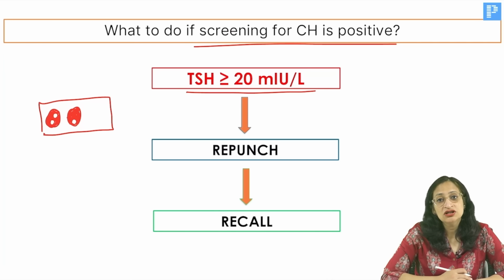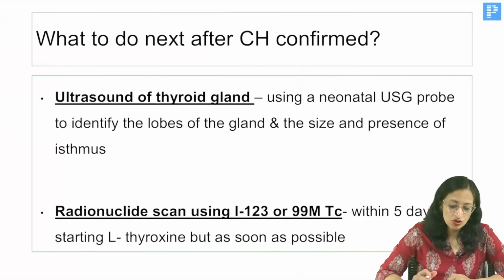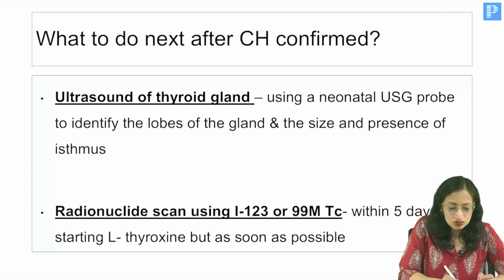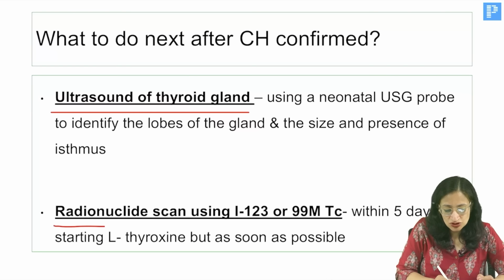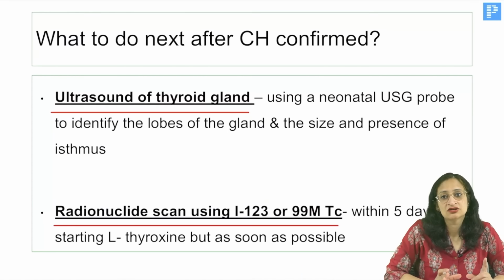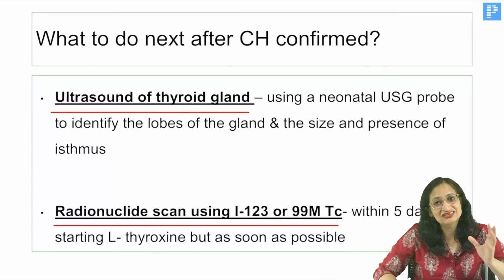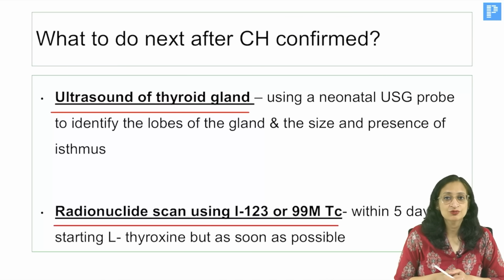Okay, you recall the child, and still, if the TSH is high and the T3 T4 is low, what do you do? You must do an ultrasound of the thyroid gland to see whether the thyroid gland has been formed properly or not. And you must do a radionuclide scan of the thyroid gland as well. Both of these should be done: ultrasound of thyroid as well as nuclear scan to know whether thyroid dysgenesis or dyshormonogenesis is responsible for congenital hypothyroidism.